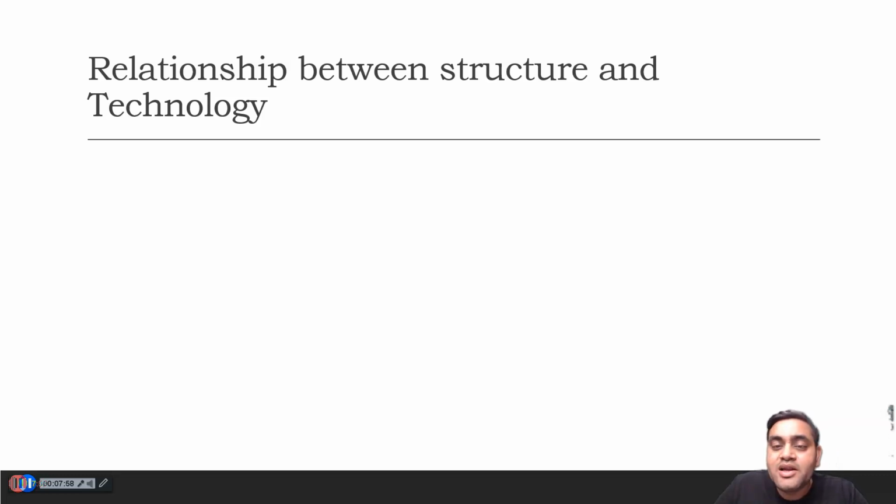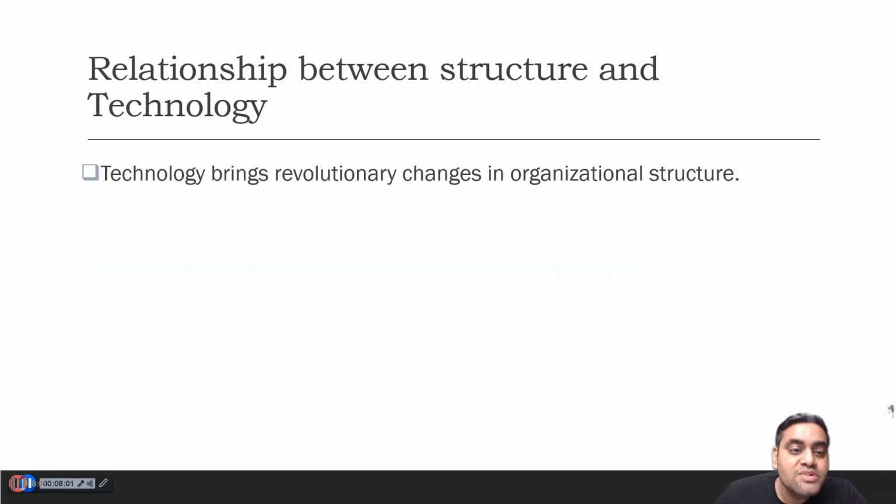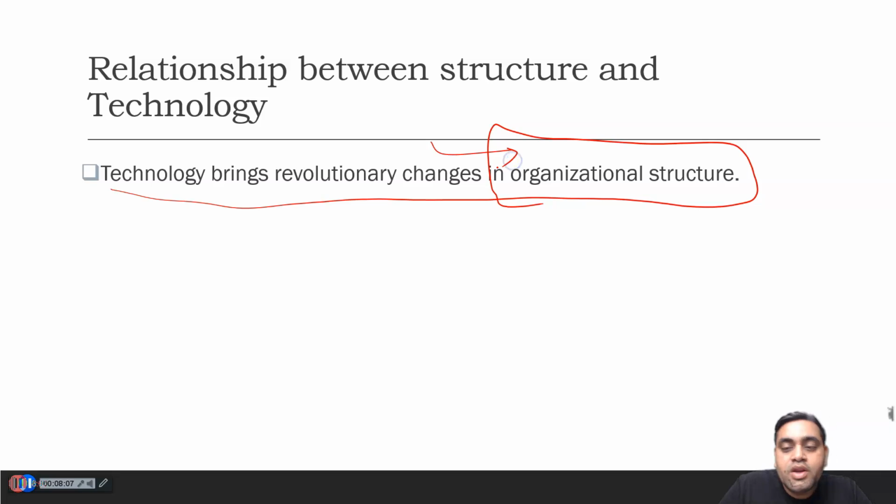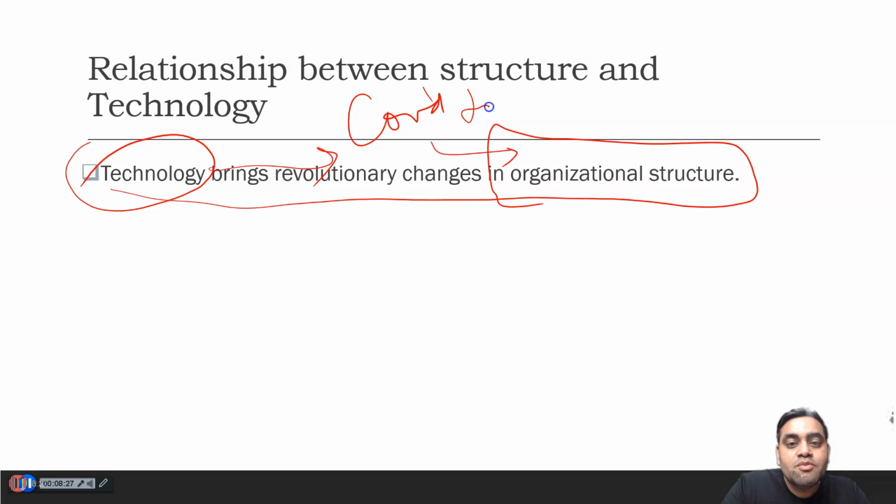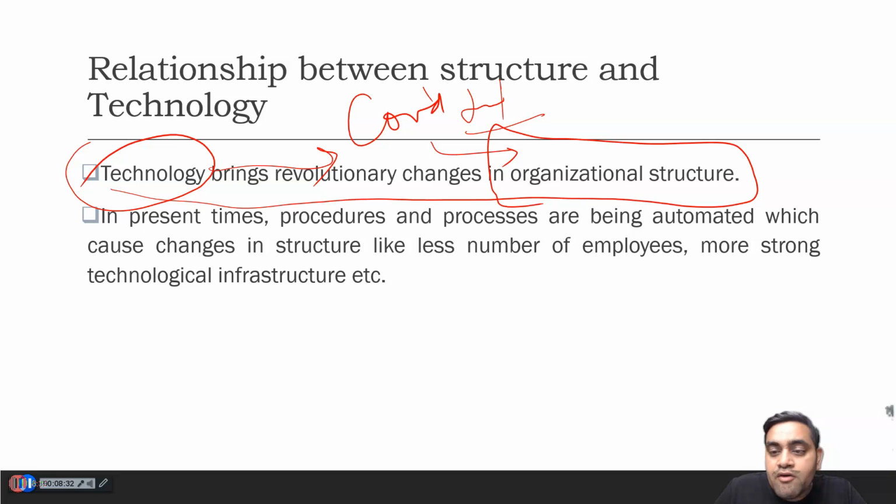Let's move to the third thing, and that is the relationship between structure and technology. Technology brings revolutionary changes in the organizational structure. We need to understand one thing, that at one point of time, nobody would have ever thought that work from home is possible. Nobody would have thought that a virtual organization can exist. That is the reason why technology has played a key role, and we have personally observed it in the last one year in the COVID times. So it is important to understand that technology has brought a lot of change in organizational structure also. It has brought a lot of virtual organizations, flat structures, cross-functional structures, all of which have been possible because of technology.